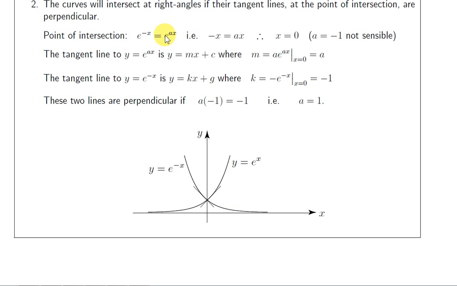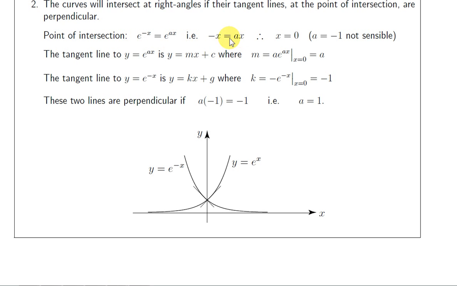Okay, so we don't know the answer, so we need to consider the point of intersection of the curves e to the minus x and e to the ax. So we put them equal to each other, because the y value of the point will be the same, and both of these are equal to y. And the base numbers e are the same, so the powers must be the same. So we have to see what a must be for these two to have a point of intersection.